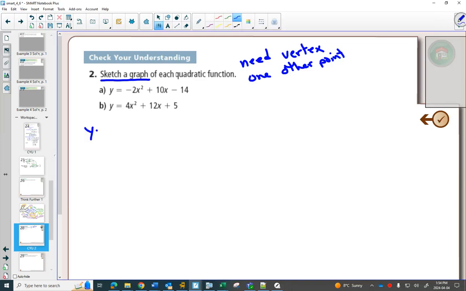first of all, the one other point is usually easiest to use your y-intercept. So that you can plug in 0 for x, and you get a y-intercept of (0, -14). So this is A.